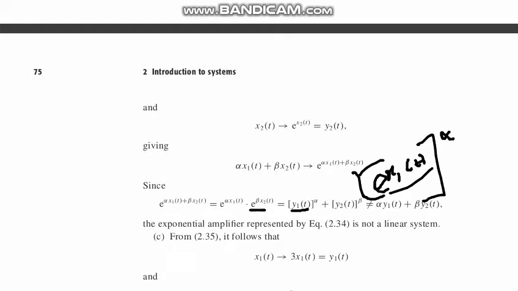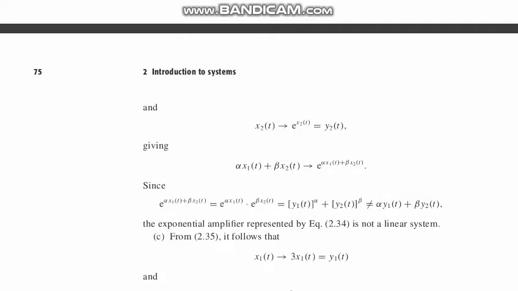Here the same thing happens. You can take beta outside and you will get e to the power x2(t), so that will be y2(t) to the power beta. In that section you find that alpha and beta are not in homogeneity form; it should have been multiplied. You can see that this is not equal to alpha y1(t) plus beta y2(t), so that violates this condition. So this exponential amplifier is not a linear system, it is a non-linear system.